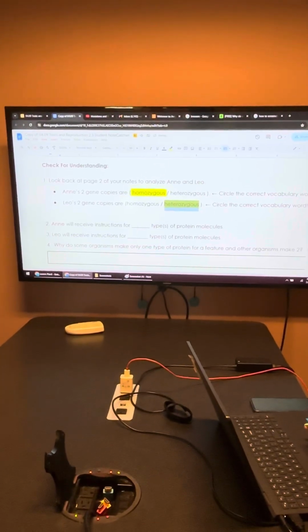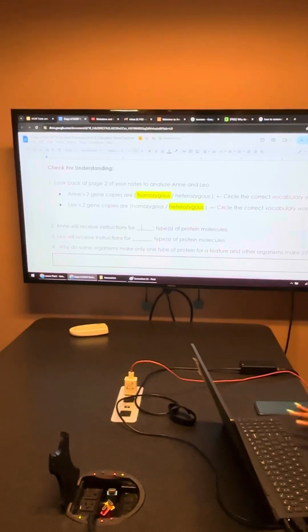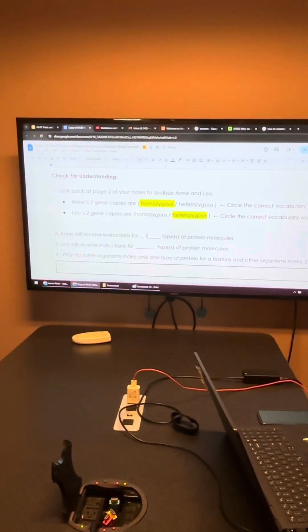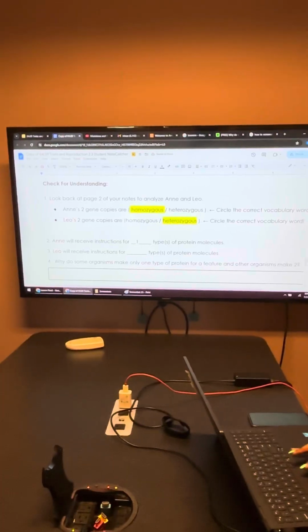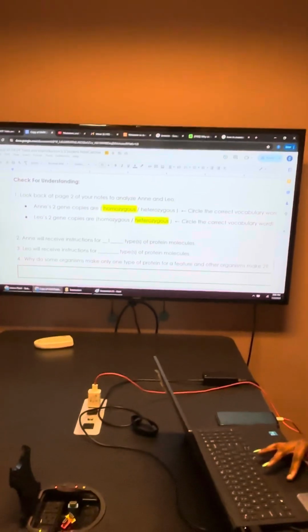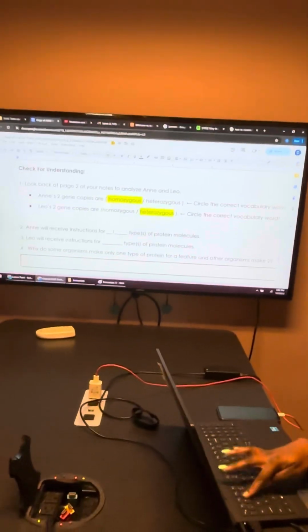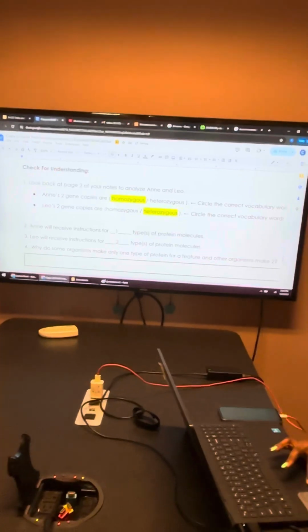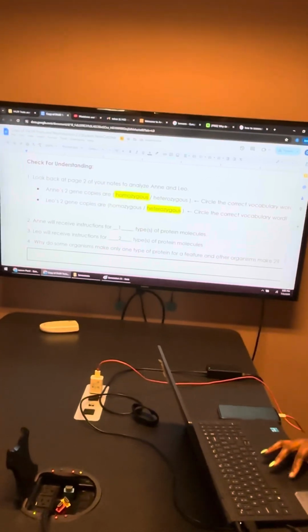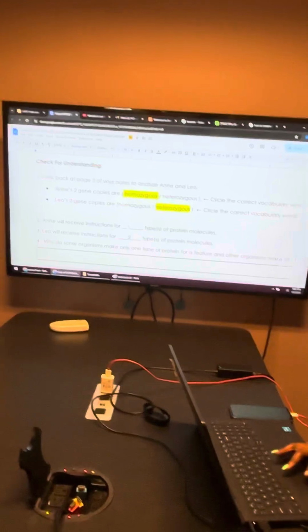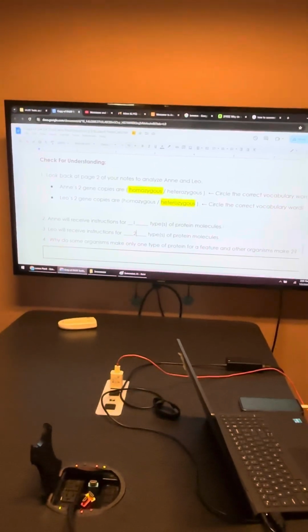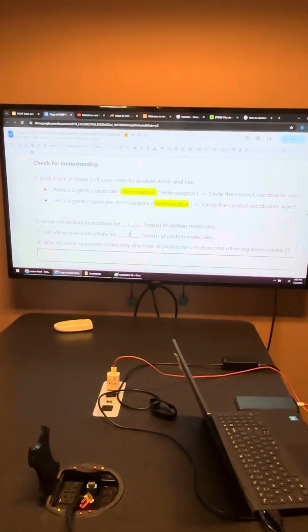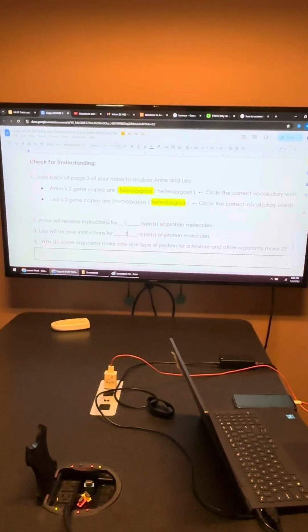And so Anne, since she gets the same instruction, only makes one type of protein. And then Leo, since he's heterozygous and has 2 different gene copies, makes 2 different proteins. And that makes sense why? Looking at the words themselves, because mommy and daddy sent different instructions. So mommy sent one gene, one protein, and daddy sent another protein.